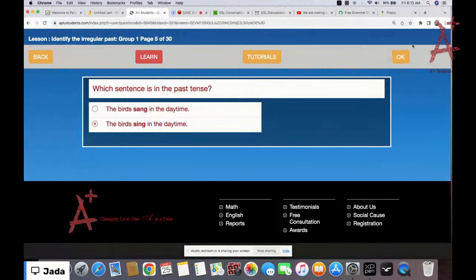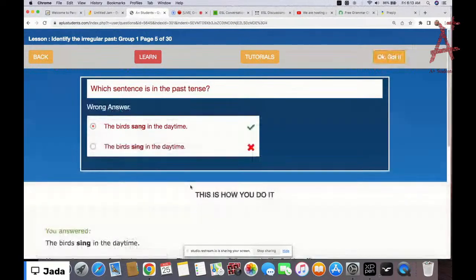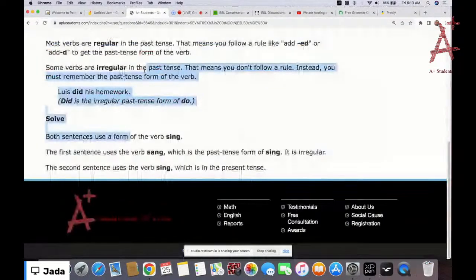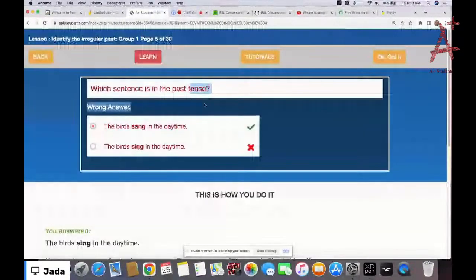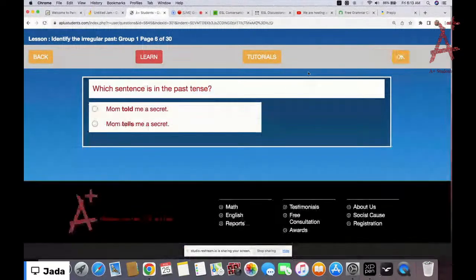So let's say that you click on the second one and you get it wrong, it shows you that this is how you do it. All you need to do is scroll down again. So it gives you like a perfect explanation as to why sang is the right answer and not sing. So sang is the irregular past tense of sing. Okay, so sing is the present tense. So if you do any and you get it wrong, all you need to do is just scroll down under this, you do it and then you read that. Okay, so moving on to the next.